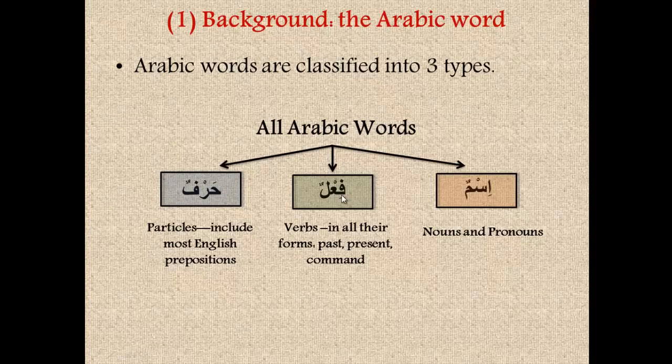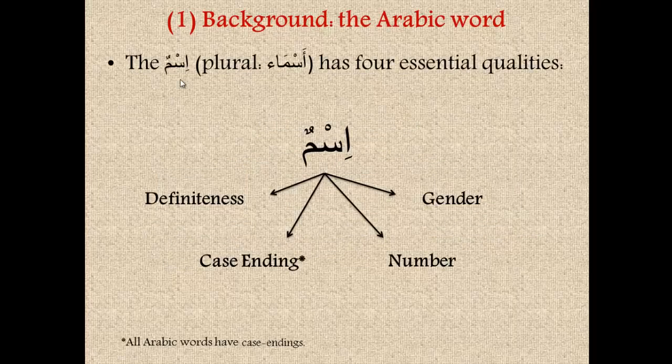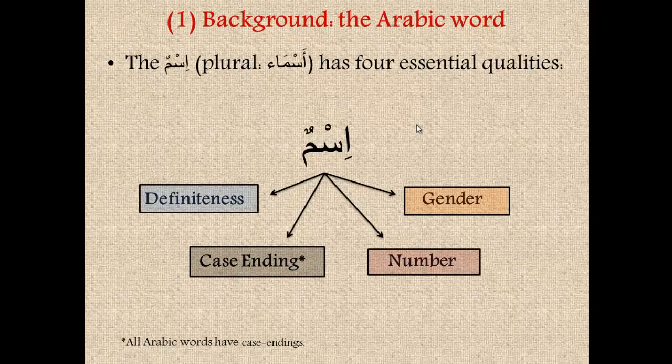And we will discuss these 2 groups in a lot of detail in the upcoming lessons. But in this lesson, we will hone in and focus on the ism. Not so much pronouns, but just nouns in general. So the ism, the plural of which is asma', has 4 essential qualities. These are 4 very basic and fundamental characteristics of the ism. And they are gender, number, case ending, and definiteness.